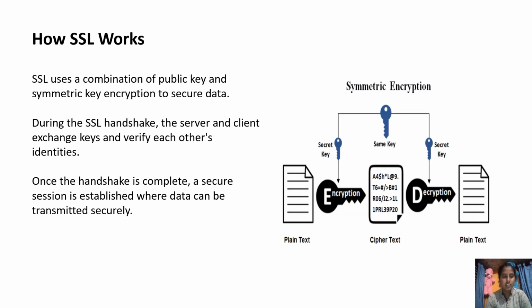Now we can see how Secure Socket Layer works. Secure Socket Layer uses a combination of public key and symmetric key encryption to secure the data. During the SSL handshake, the server and the client exchange keys and verify each other's identities. Once the handshake is complete, a secure session is established where data can be transmitted securely.